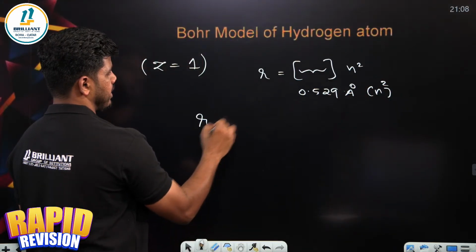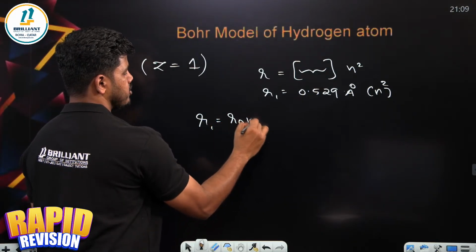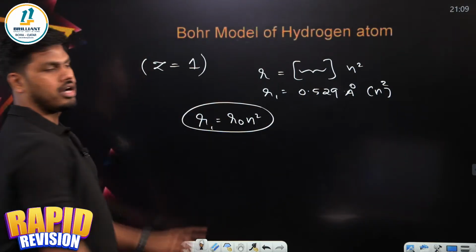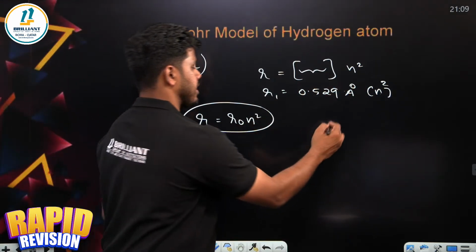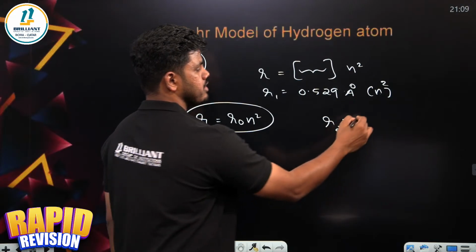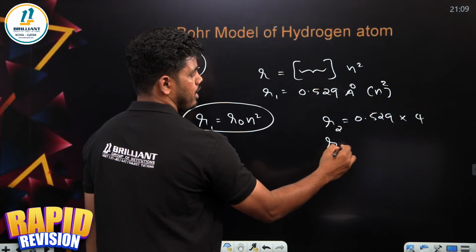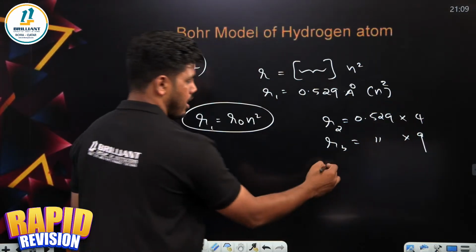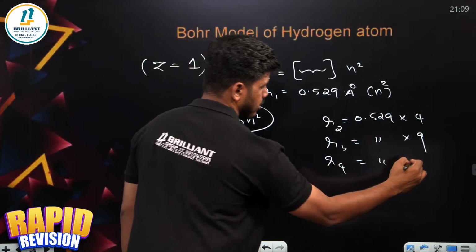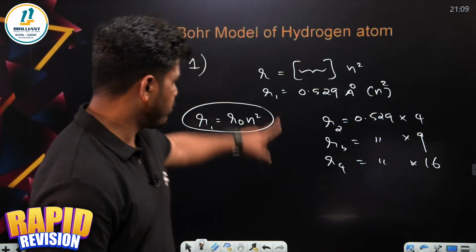So the radius of the orbit, r is equal to r0 n square, is the equation we got. r1, when n is equal to 1, will be 0.529 angstrom. The second radius r2 will be 0.529 into 2 square, that is 4. r3 will be 0.529 into 9, 3 square. r4, the radius of the fourth orbit, will be into 16, 4 square, and so on. That is one equation you have to remember.